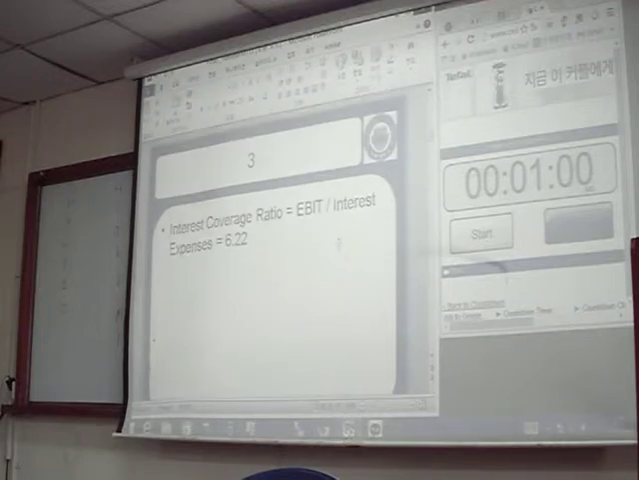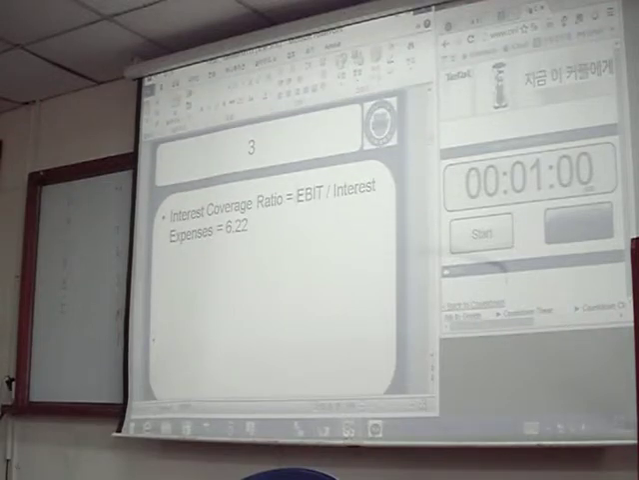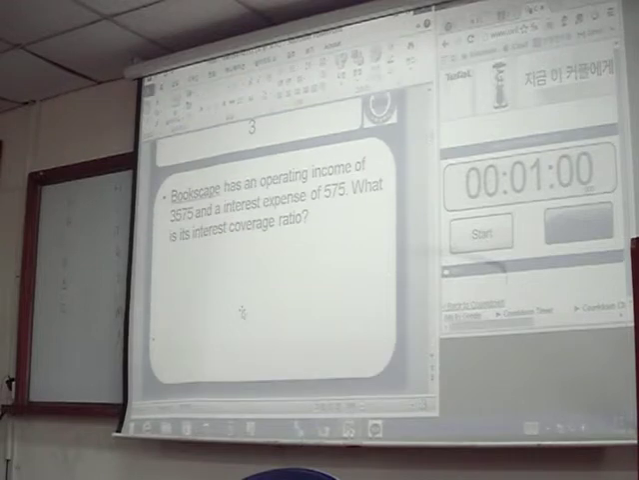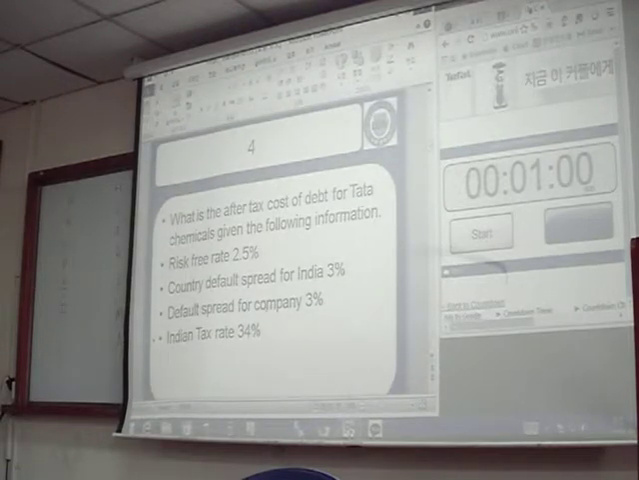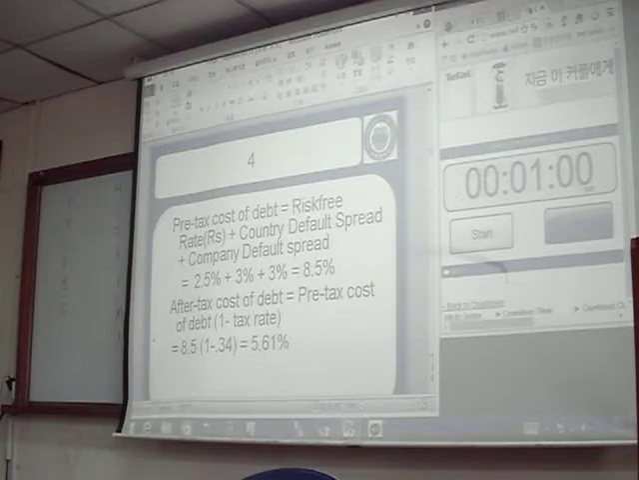Number 3, that's the calculation. The interest coverage ratio is the EBIT over the interest expense. In this case, the ratio is 6.22, okay? Number 4, pre-tax cost of debt is equal to the risk-free rate plus the country default spread plus the company default spread. That's 8.5%. After-tax cost of debt equals pre-tax cost of debt multiplied by 1 minus the tax rate. So the answer is 5.61%.